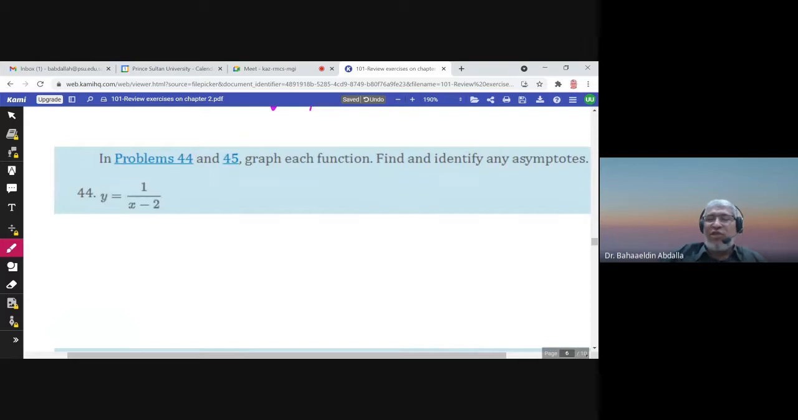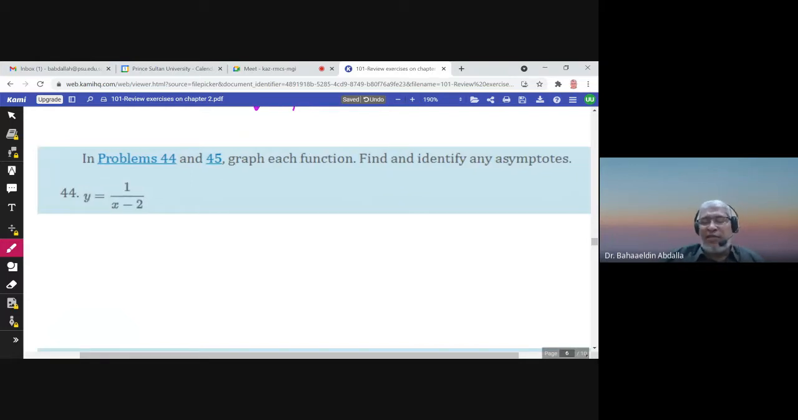Graph each function, find and identify any asymptotes. Well, we have vertical asymptotes and horizontal asymptotes. For the vertical asymptotes, we solve the denominator for 0. So the equation of the vertical asymptote is x equals 2. For the horizontal asymptote, we have 3 cases.